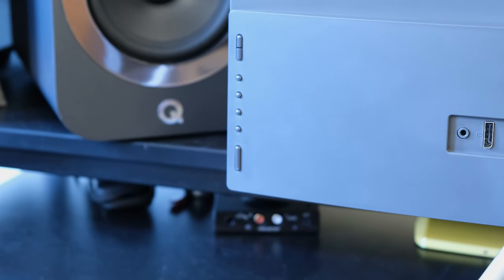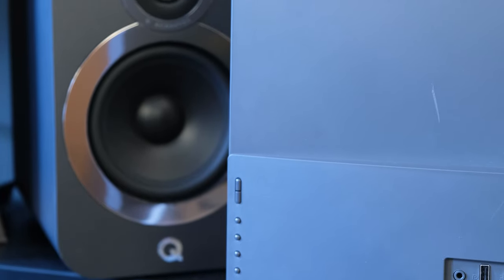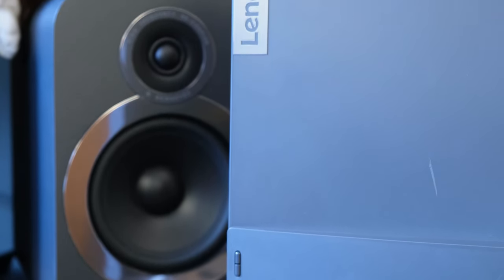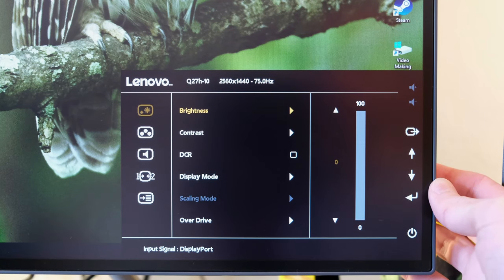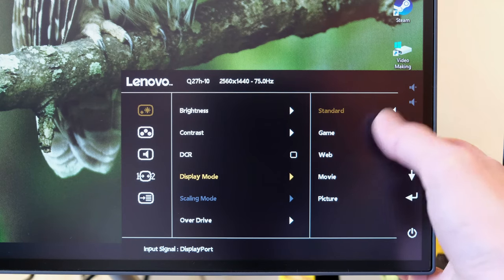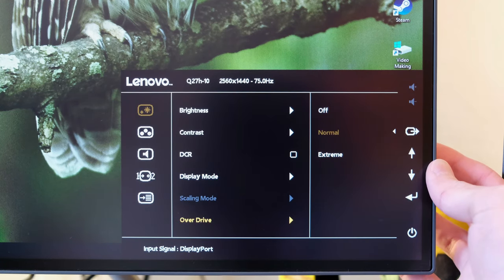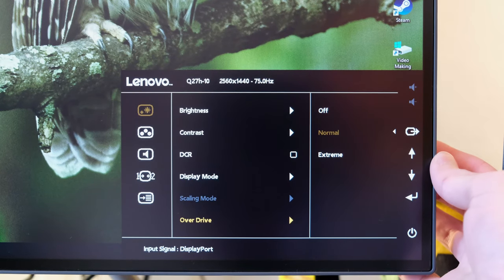And so now we move on to the OSD, which can be accessed through some inconveniently placed physical buttons that are found behind the bottom right of the monitor. Now, through the OSD, you've got brightness controls, and ignore that level, it's just because of the camera picking it up. You've got the display modes that you can choose from. I would suggest standard mode. Overdrive, we'll touch upon this in terms of gaming, but you'll probably want to leave it on normal.